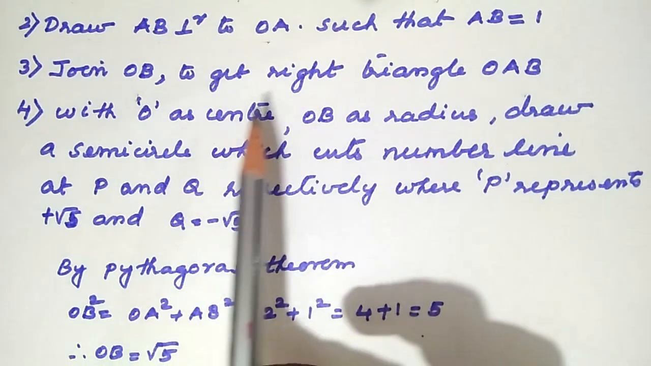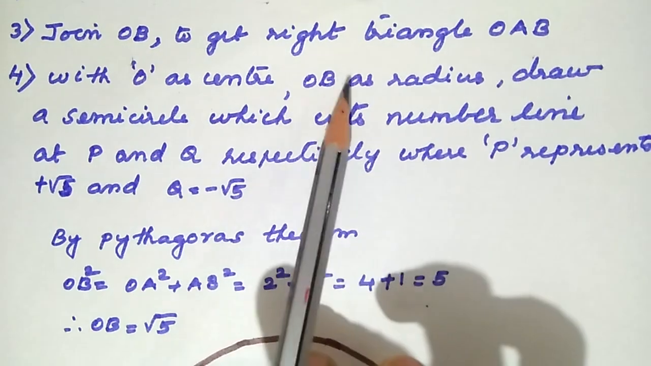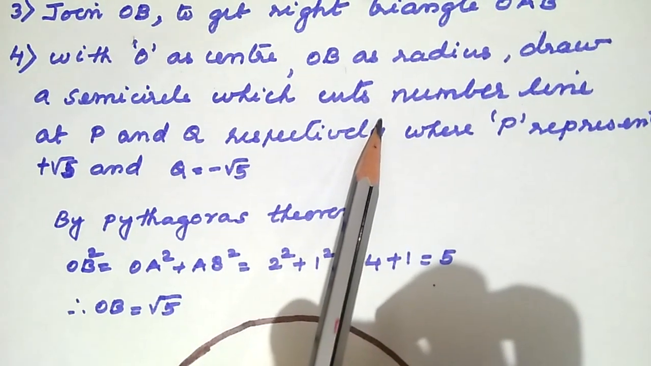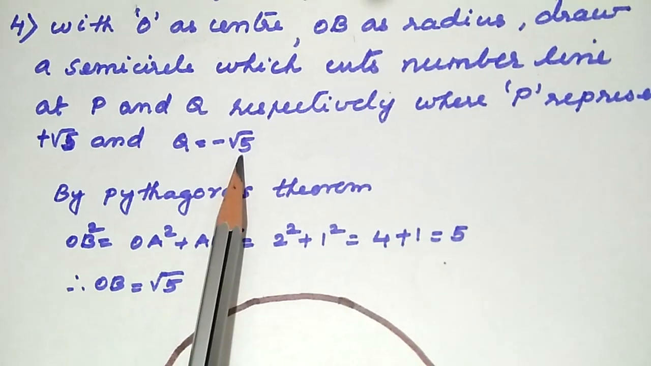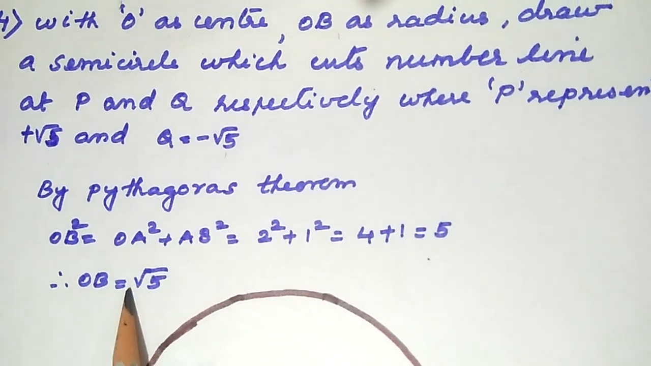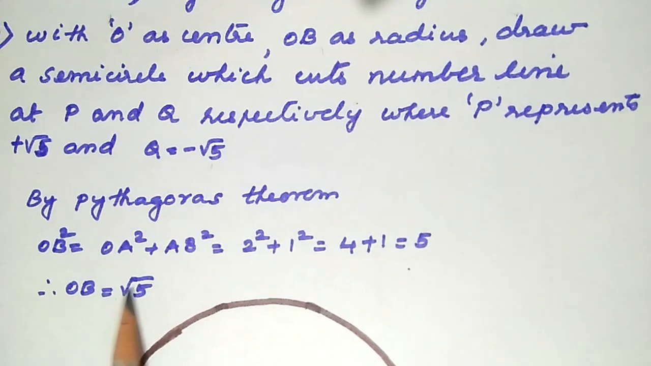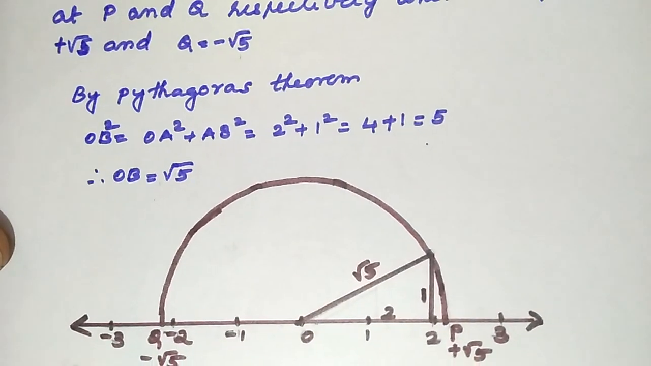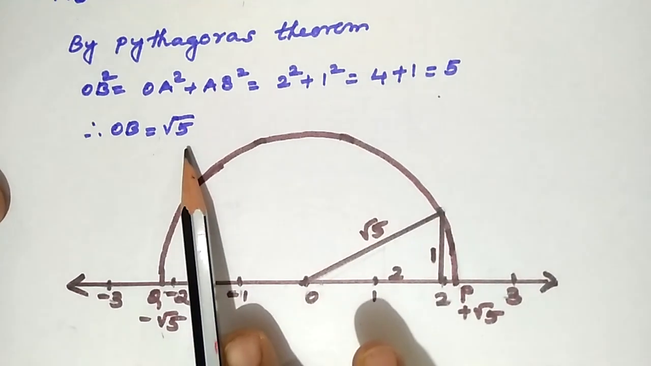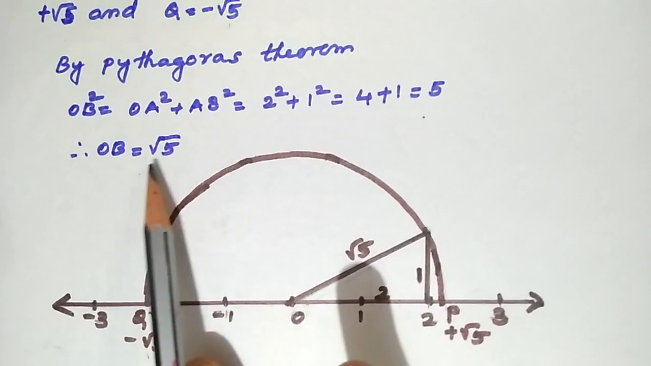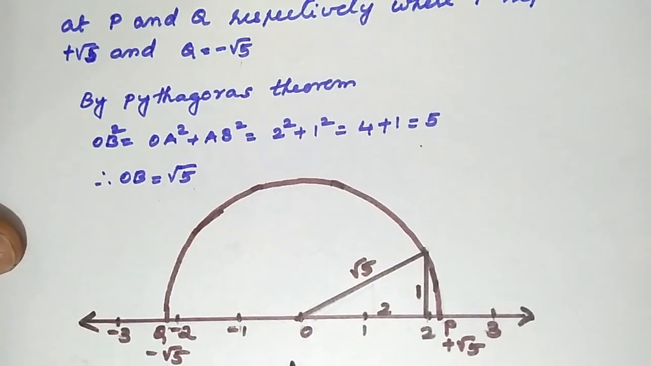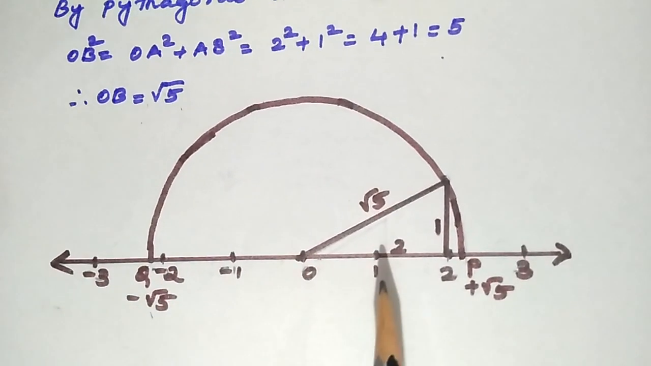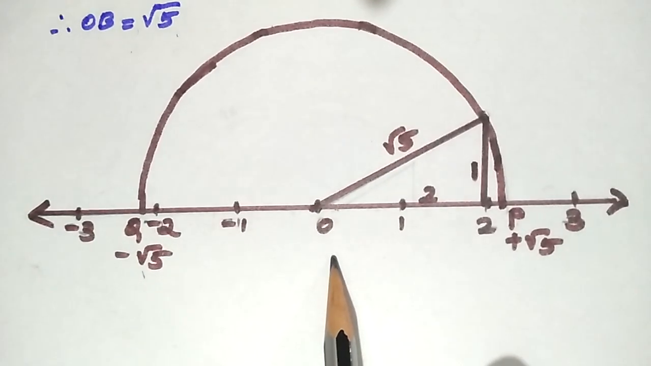Now OB is the hypotenuse, so its length is root 5. With O as center and OB as radius, draw the semicircle which cuts the number line at P and Q. P represents plus root 5 and Q represents minus root 5. Like the previous step, using the Pythagoras theorem we find the length of OB, which is root 5. Then below the figure, we show the diagram. Once again, after calculating the length of the hypotenuse, we should show the diagram. So what are the steps? First, you should write all the 5 steps, then the Pythagorean calculation, then the diagram. This is the final answer.